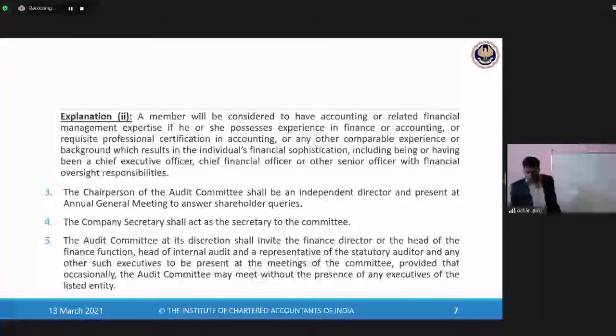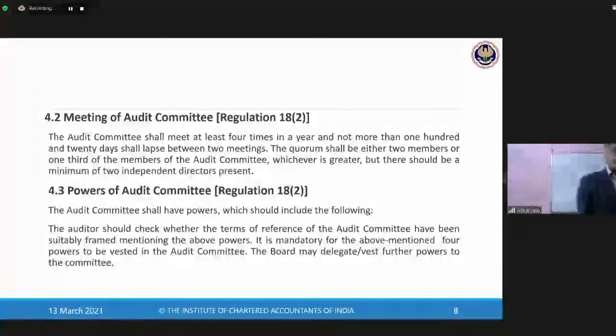Now, around the meetings of the audit committee, how frequently should they meet, and is there any number in terms of meetings? The audit committee shall meet at least 4 times in a year and not more than 120 days shall lapse between 2 meetings, meaning the maximum gap between 2 meetings could be 120 days. And the quorum of the meeting shall be 2 members or 1/3 of the members of the audit committee, whichever is greater. Now let's look at the powers of the audit committee.